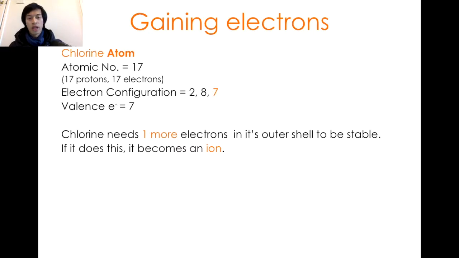Okay, now that 7 means that chlorine will either need to dump all 7 electrons or gain one more electron to become stable because of the octet rule. And when it does that, it also becomes an ion, but it becomes a different type of ion.